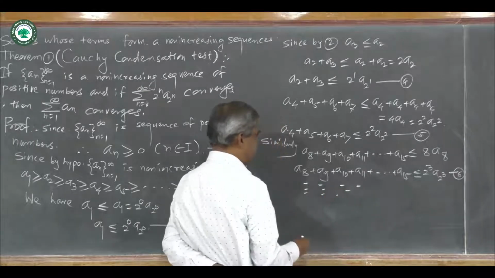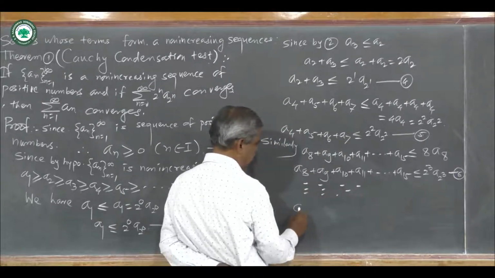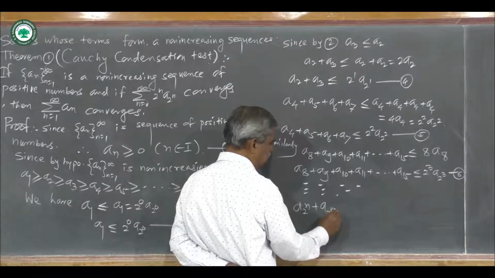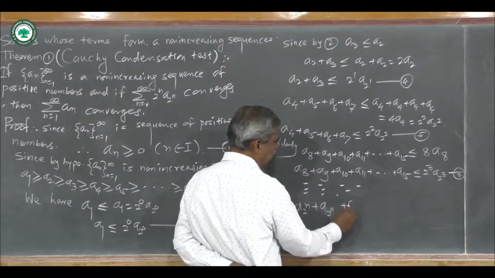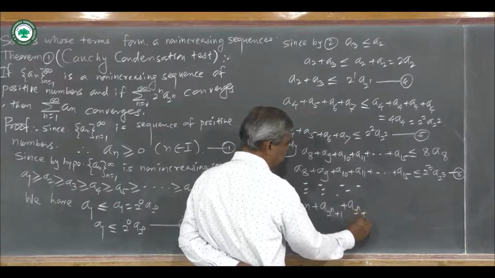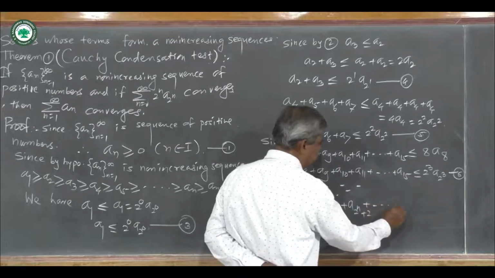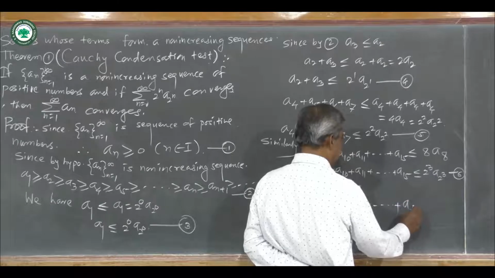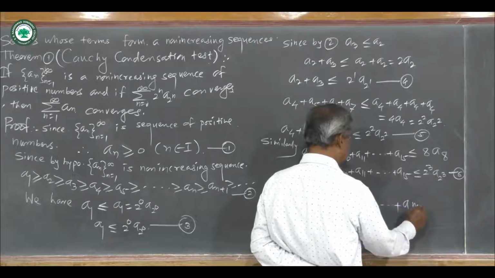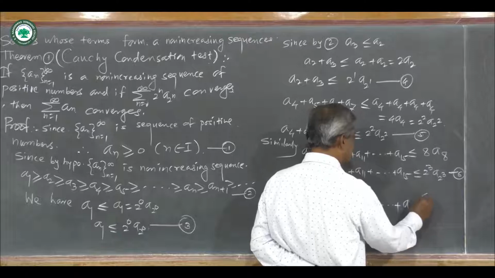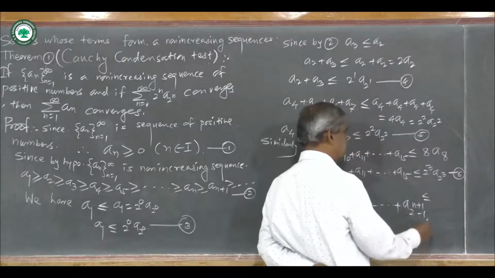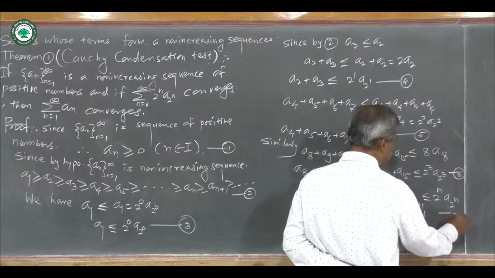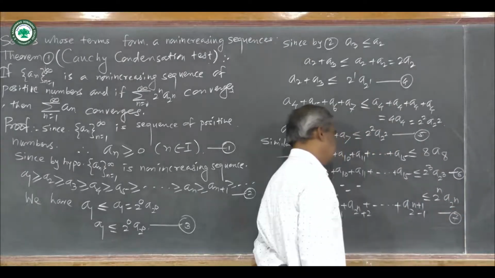In general, a suffix 2 raised to n plus a suffix 2 raised to n plus 1 plus a suffix 2 raised to n plus 2 plus and so on plus a suffix 2 raised to n plus 1 minus 1 is less than or equal to 2 raised to n into a suffix 2 raised to n. This is relation 7.